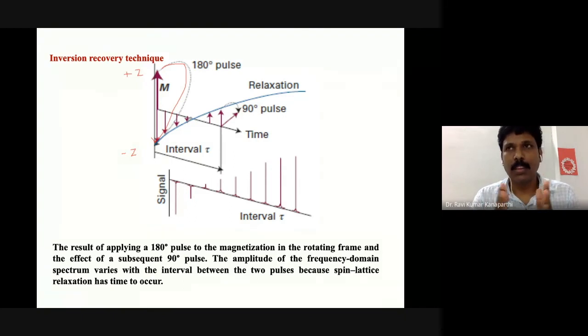So in the inversion recovery technique, you apply a 180-degree pulse, give some delay, and then apply the 90-degree pulse. In each experiment you apply a 180-degree pulse, and with a delay you record the signal in the xy plane. Then in another experiment, you again apply a 180-degree pulse, give a different delay, and again record the xy plane signal, right?